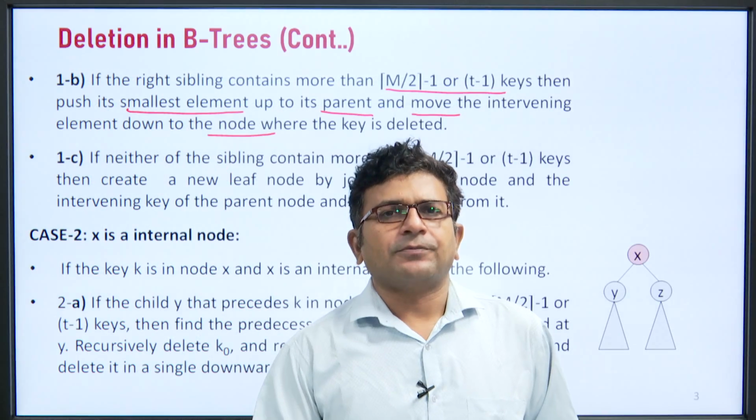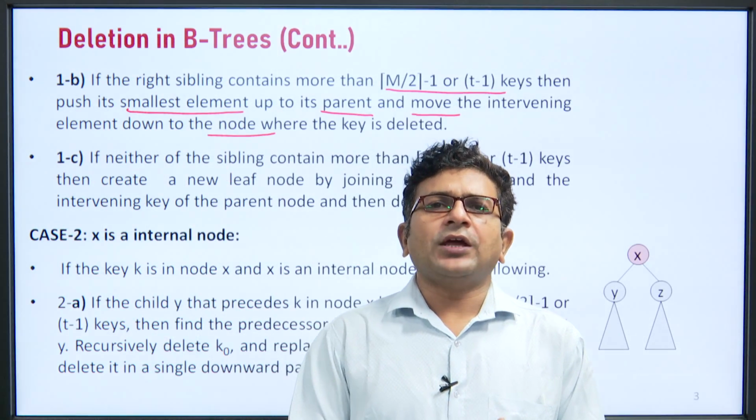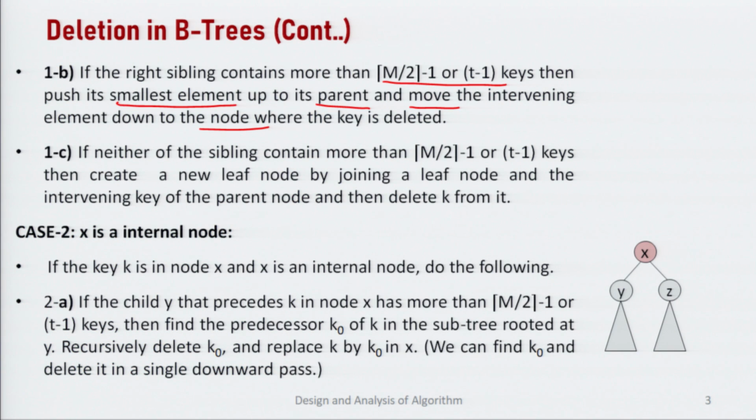Now, the case first C. Case first C occurs when the left sibling as well as the right sibling both have only minimum keys. So, we cannot borrow any keys from these siblings. So, what can we do? In that case, we merge: we create a new leaf node by joining a leaf node and the intervening key of the parent node, and then finally, we delete the key k from node x. All these operations will be discussed with examples in further slides.